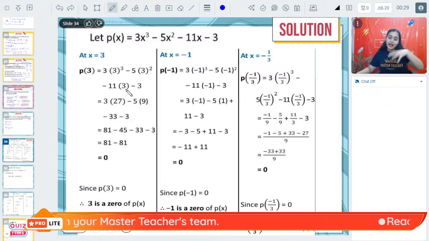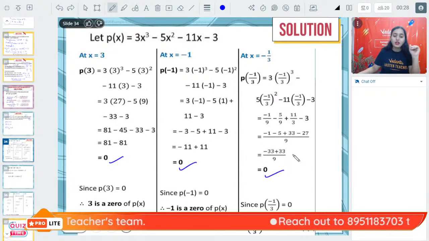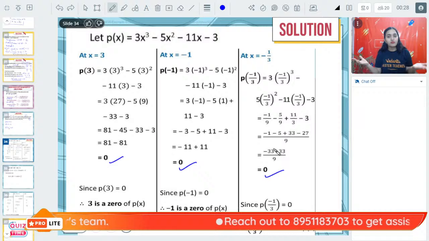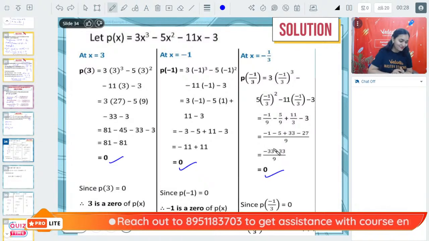So once you put the values, if you are able to prove that yes, they are 0, then the proof is done. That's all you have to do. Just substitute. That's it. Nothing else. Okay.